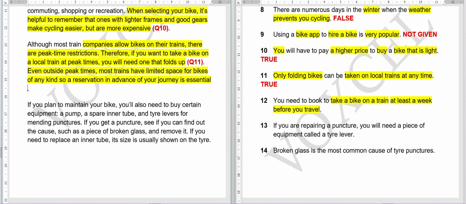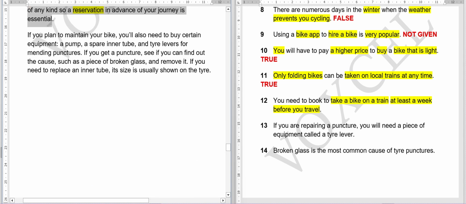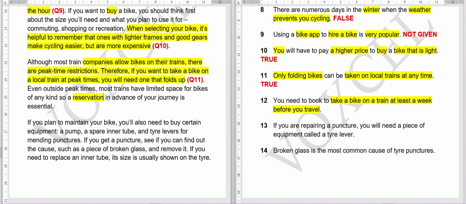So now you will get around 10 seconds. Tell me the answer to question number 12 and time starts now. Okay, time's up. And the answer to this is not given.